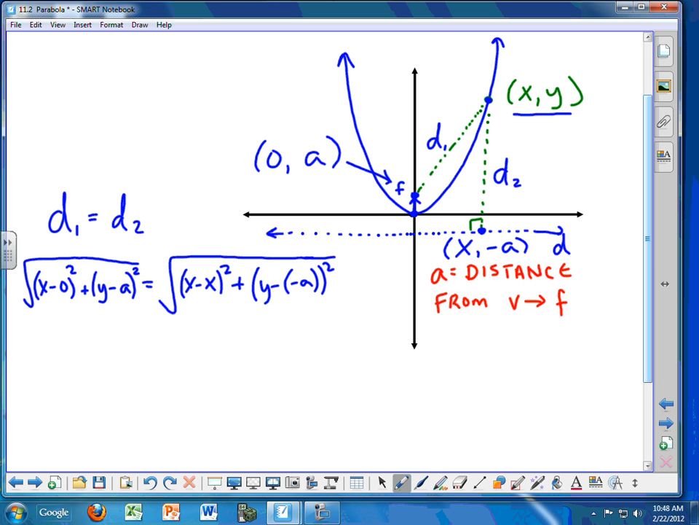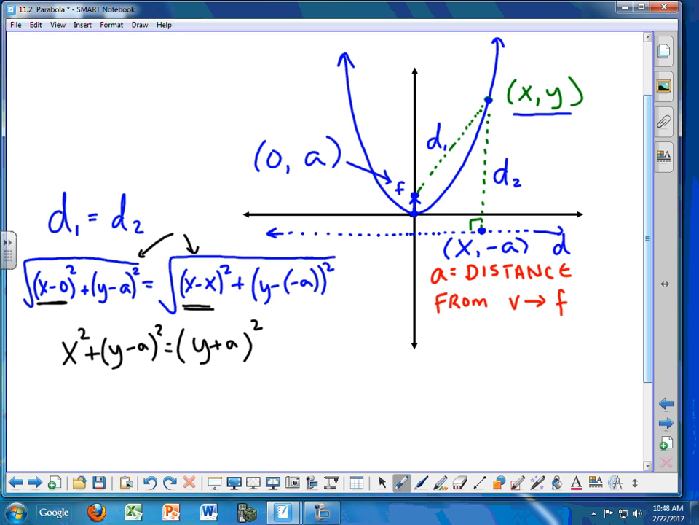So that's a bit of an odd value. Well, a couple of things to point out here. First of all, x minus x is going to be 0. That will drop out. And also these radicals will drop out because we'll square both sides away. We also come up with just an x squared right here. So x squared plus the quantity y minus a, squared, is equal to simply the quantity y plus a, squared.